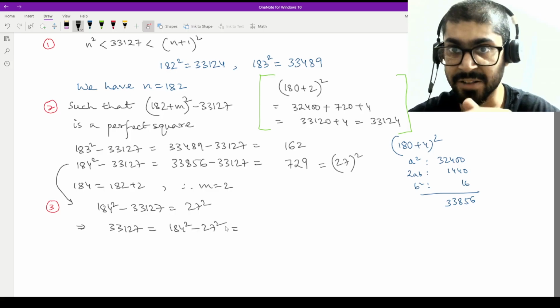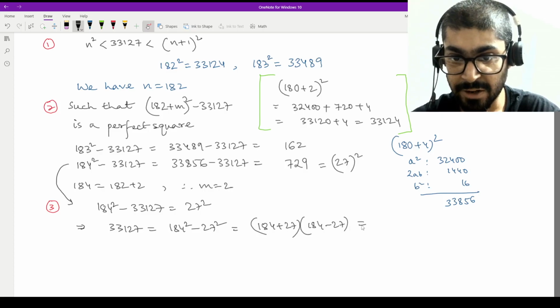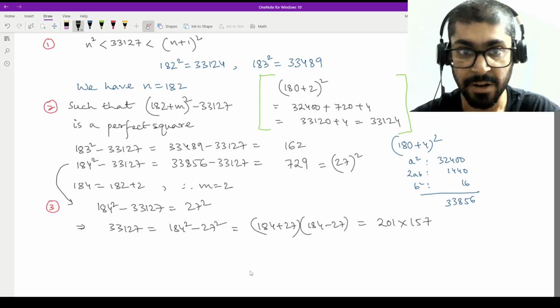Now this I can factorize as a square minus b square. So that will give me 184 plus 27 into 184 minus 27, right? So that will give me 111201, and this will give me 157, right?